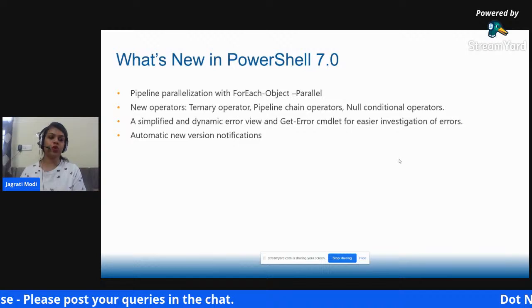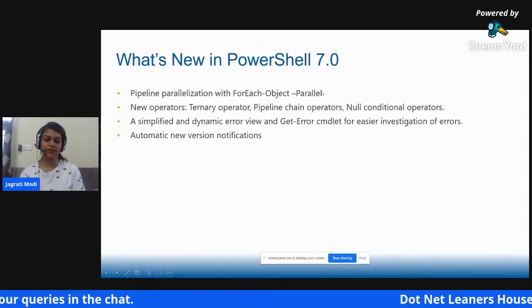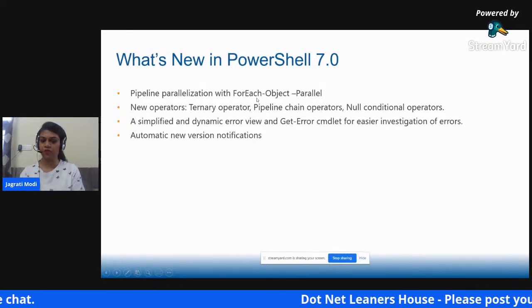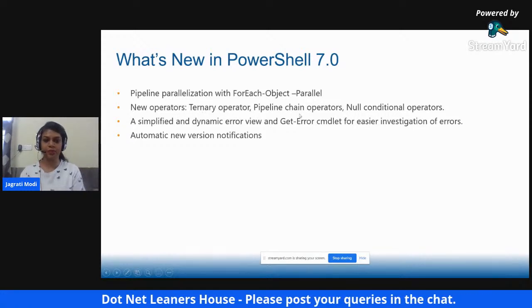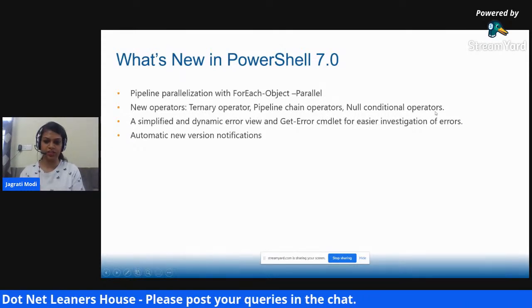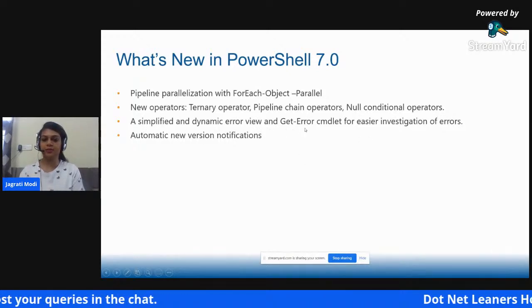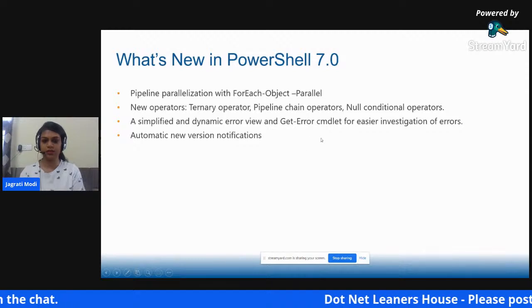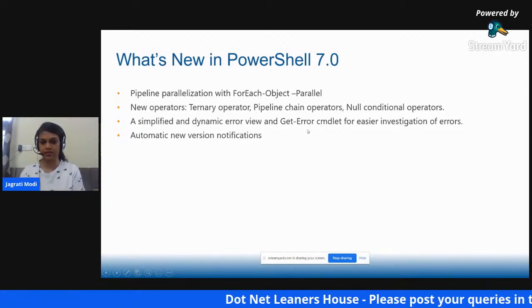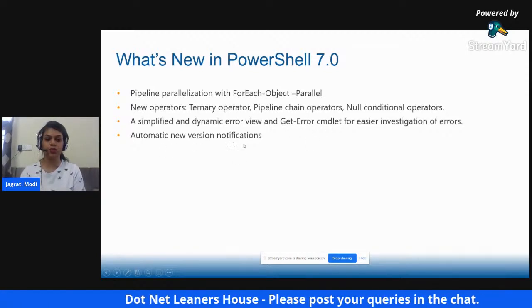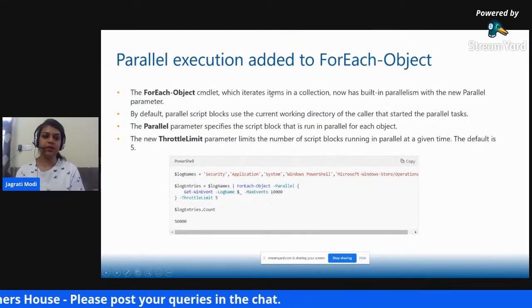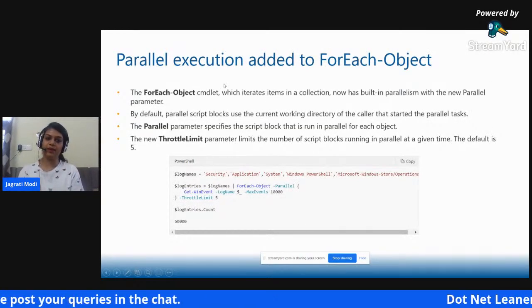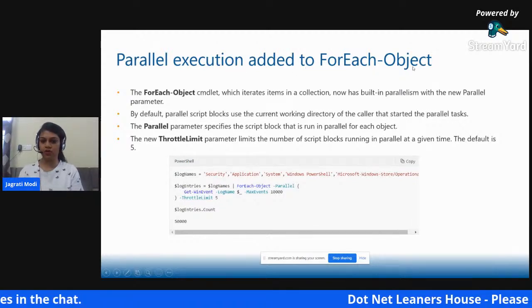First, we are going to talk about the parallelism in the ForEach-Object loop. Then there are some new operators like the ternary operator, pipeline chain operator, and null conditional operators. So we are going to see about them. Then we are going to see the concise view that is new for displaying error messages, and the automatic new version notifications. The first one we are going to discuss is parallel execution added to ForEach-Object.